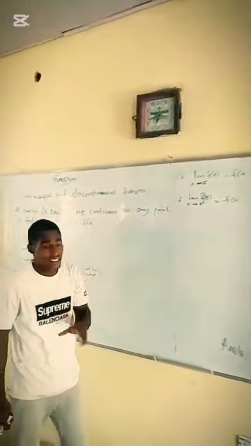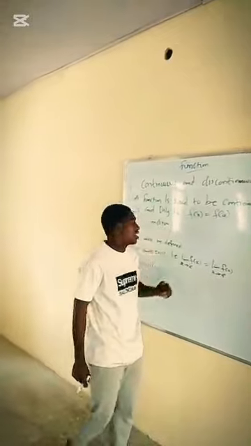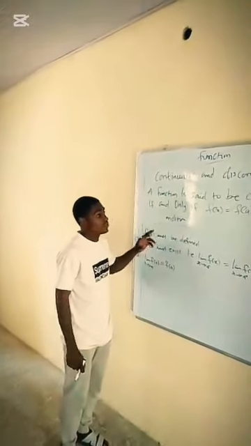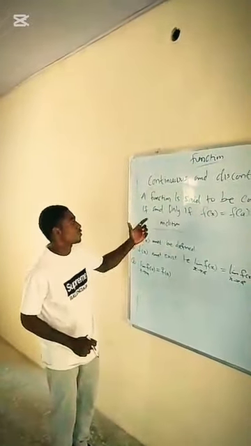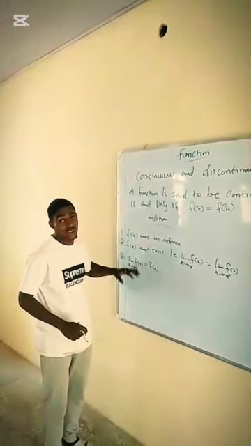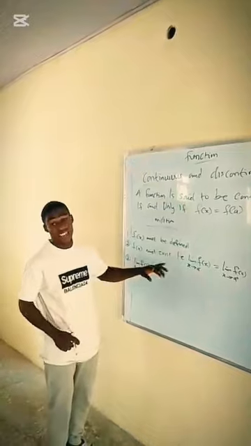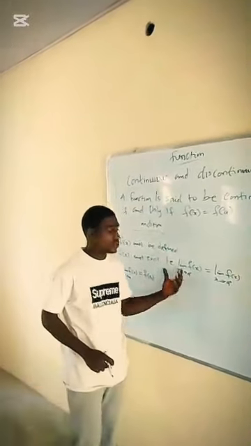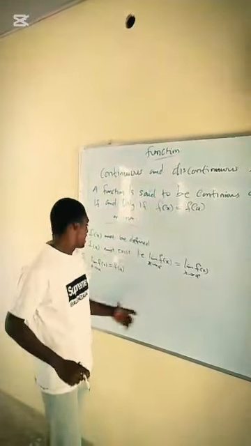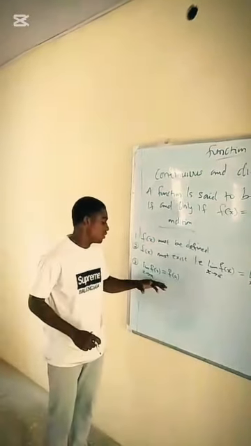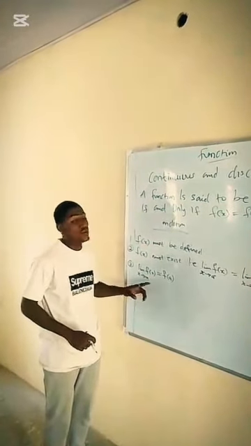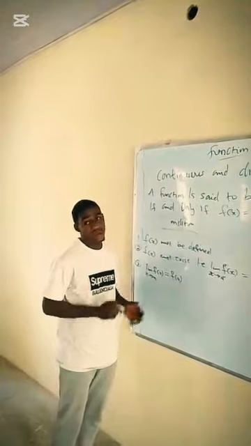The main conditions for a function to be continuous are these three conditions must hold. So for a function to be continuous, f of x must be defined. f of x must exist. That is, the limit from the left is going to be equal to the limit from the right. And then the limit of f of x as x approaches a will be equal to f of a.